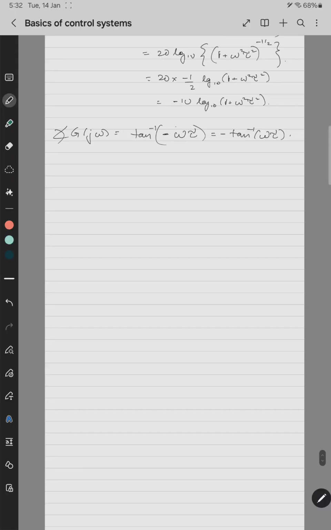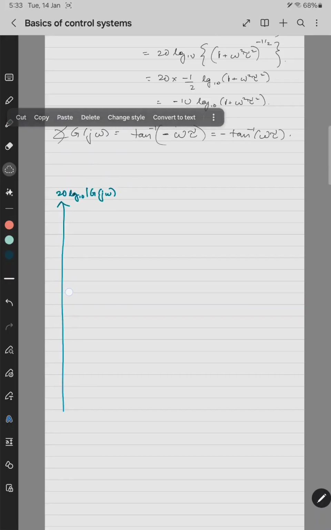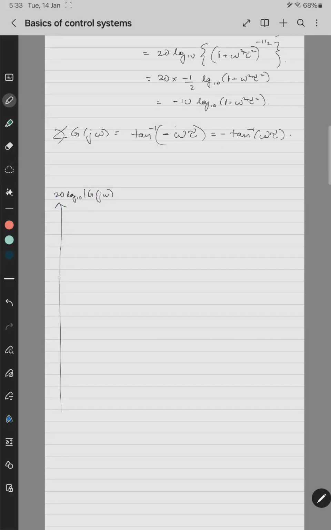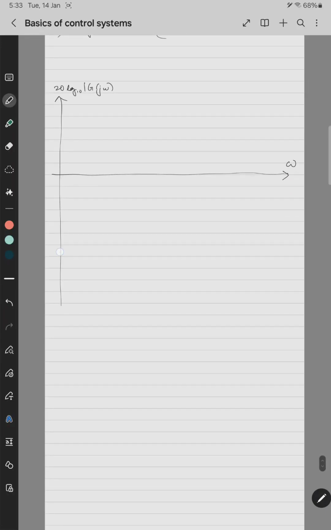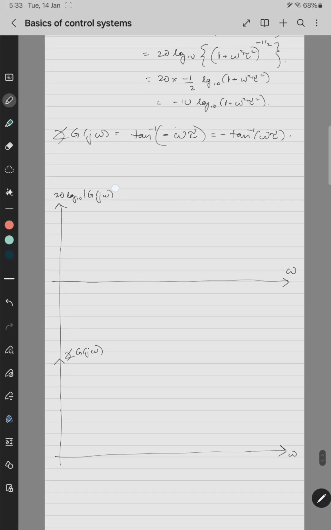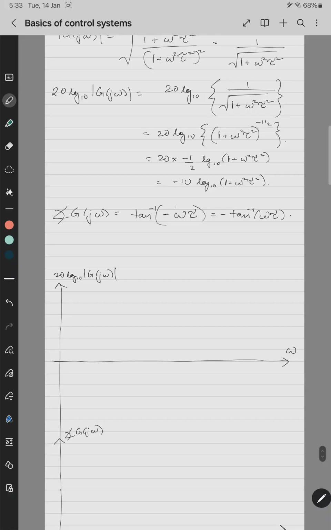Okay, now in order to draw the frequency response plot of this first order plant, the low pass filter, this is 20 log base 10 of mod of G of j omega. Let me just shift it down. This is versus omega, and on the same graph we have angle of G of j omega versus omega. So we have to draw this.